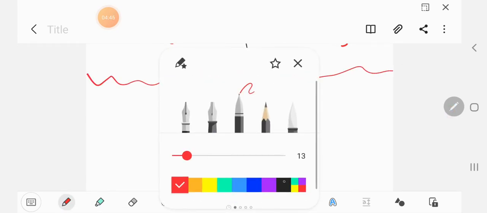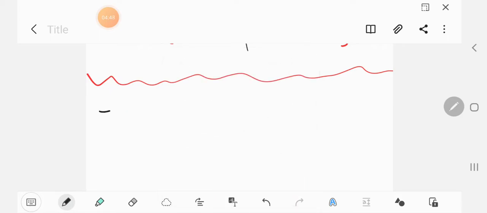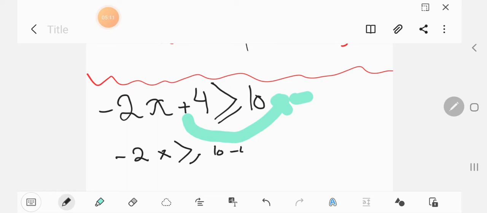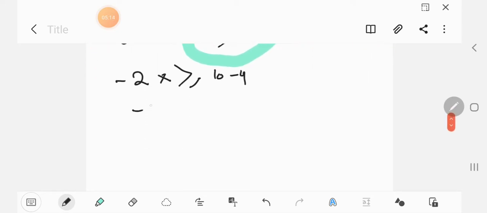Okay, make it harder. If we have negative 2x plus 4 greater than or equal 10, what shall we do? We are going to move the positive 4 to the other side with a different sign. So it will be negative 2x greater than or equal 10 minus 4. Negative 2x greater than or equal 6.